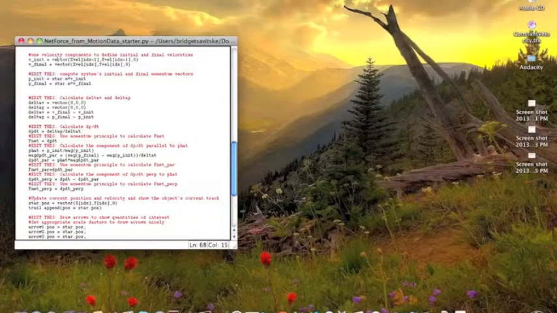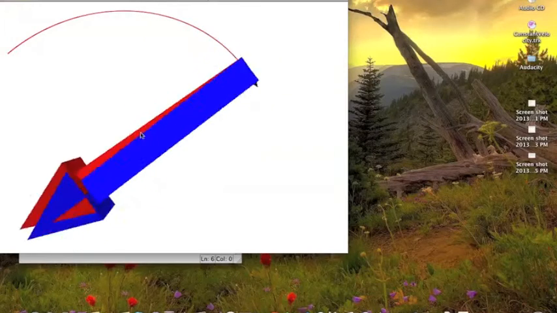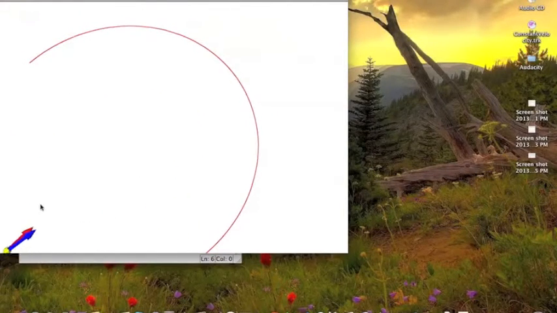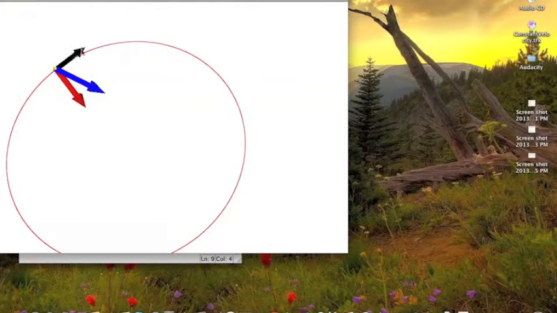I'll go ahead and run the model. We can see what it looks like. So here we have three vectors. The blue arrow is the net force vector, the red is the perpendicular component of the net force, and the black is the parallel component. This is parallel to the tangential momentum, and this is perpendicular to the momentum vector.